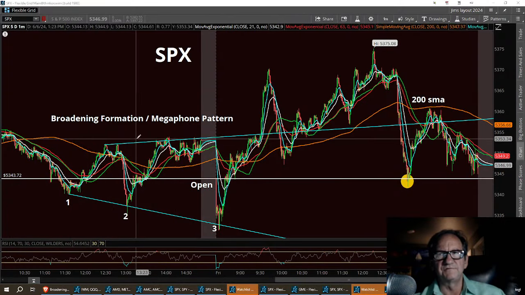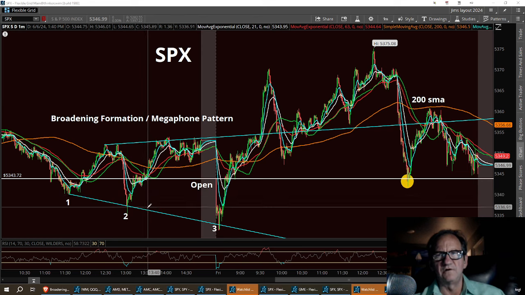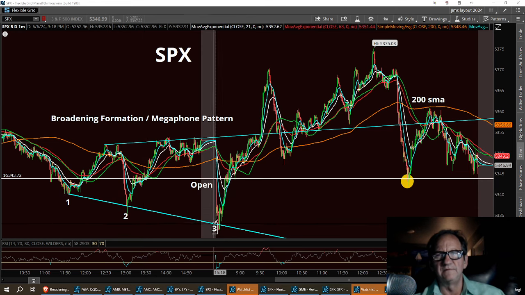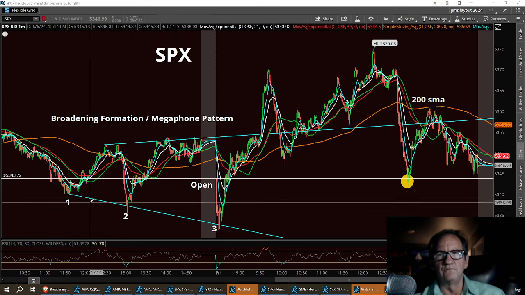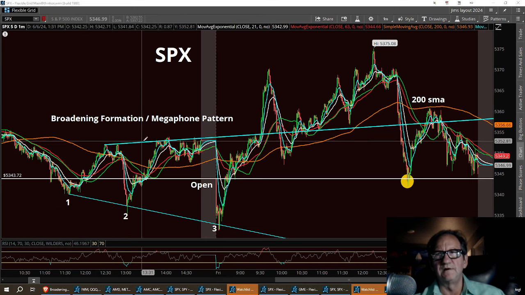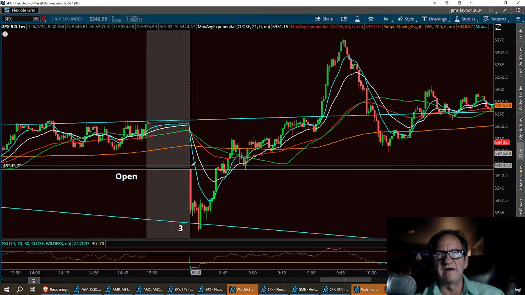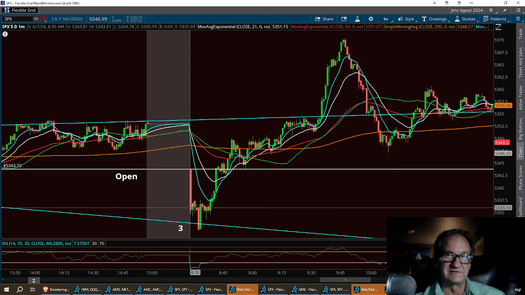As you notice, we had a broadening out expansion megaphone pattern started out on Thursday. And then we came in Friday morning. So there were 2 things that I really liked about taking this trade. One was the 1, 2, 3, and I recognized the megaphone. And then another reason is we had this big gap down. Then we had another gap down right at open. So that really excited me.